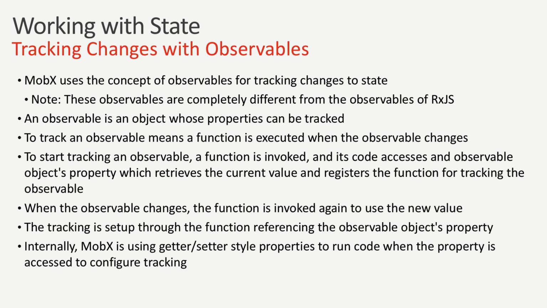So what exactly is an observable? An observable is an object whose properties can be tracked. Basically, to track an observable means a function is going to be executed when the observable changes.